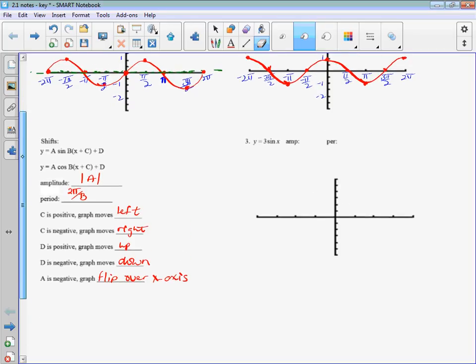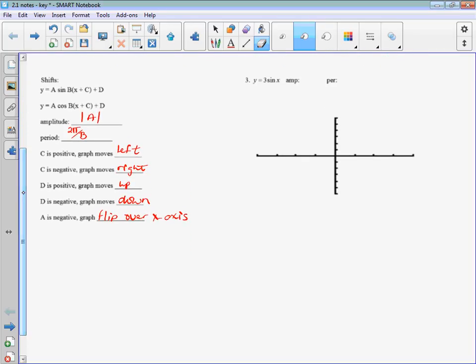Okay, guys, so let's do number 3 together. All right, so what's the only thing that's different about this one compared to our parent graph? The 3. What is the 3? Amplitude. Yes, so your amplitude is 3.